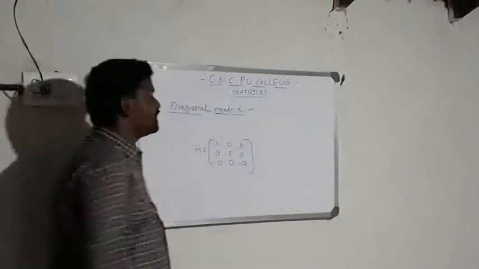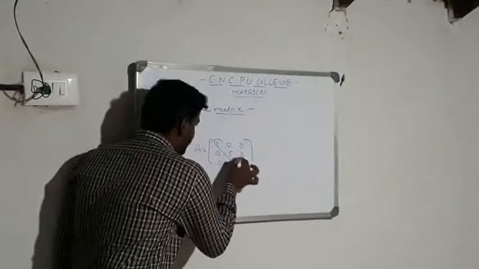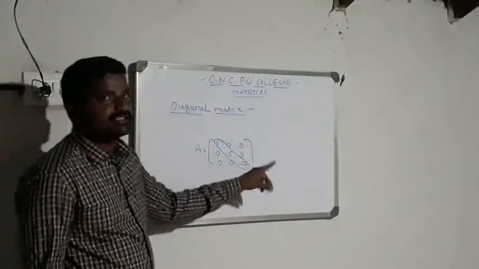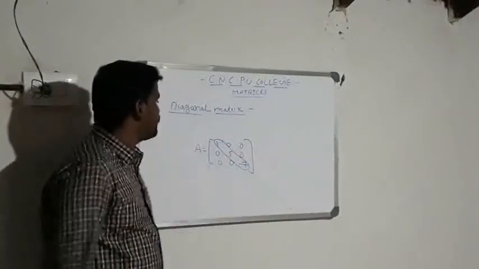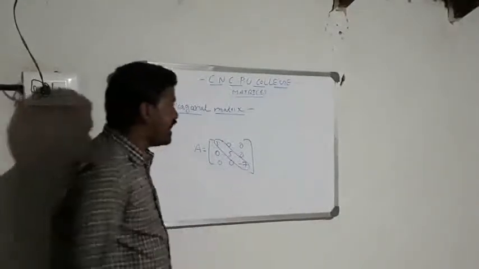This is an example of a diagonal matrix. Here 1, 5, minus 7 are diagonal elements. All the rest, the non-diagonal elements, are 0. This is called a diagonal matrix.